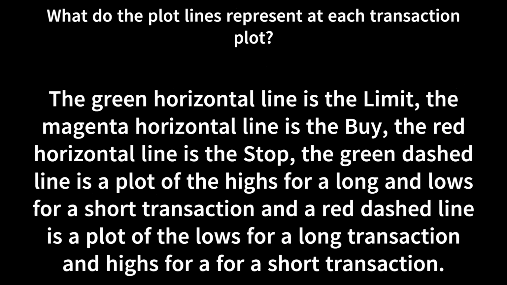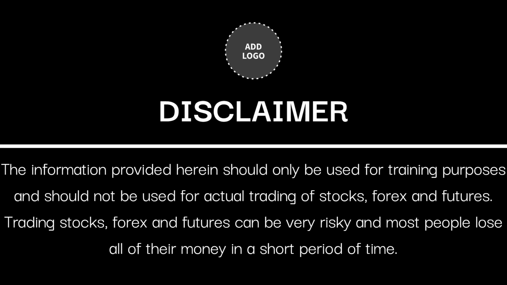What do the plot lines represent at each transaction plot? The green horizontal line is the limit, the magenta horizontal line is the buy, the red horizontal line is the stop, the green dashed line is a plot of the highs for a long and lows for a short transaction, and a red dashed line is a plot of the lows for a long transaction and highs for a short transaction.